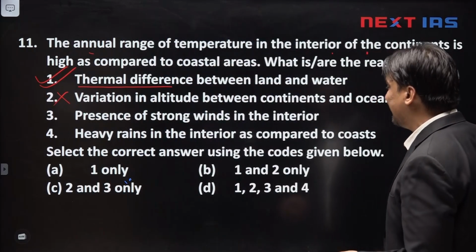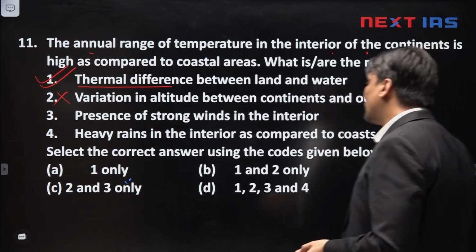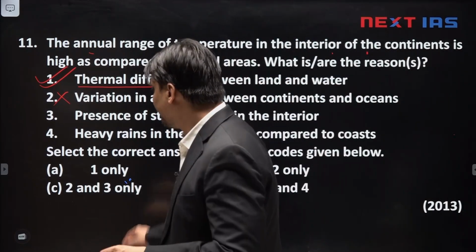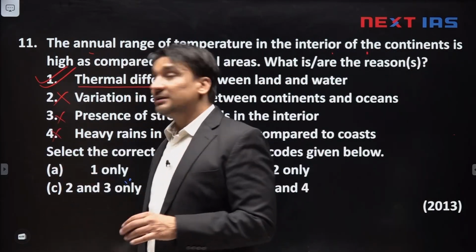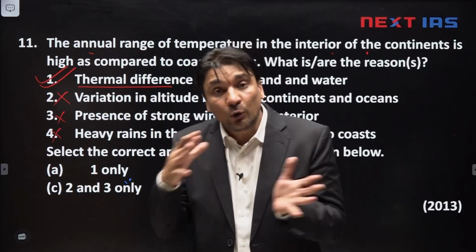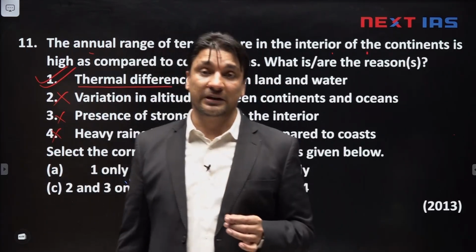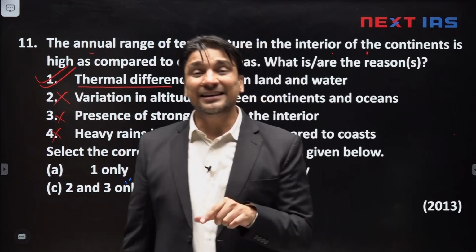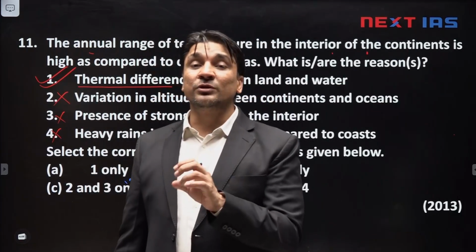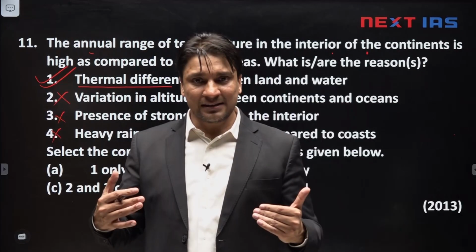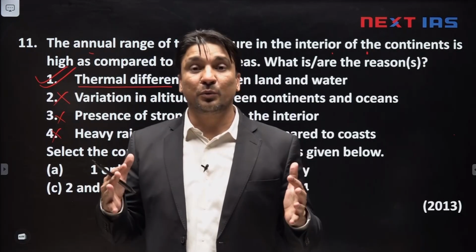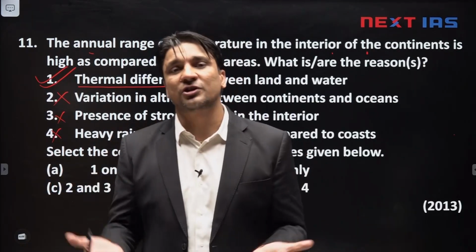And 4th is heavy rains in the interior as compared to coast. This is again incorrect, because the rain happens heavily in coastal areas, not in the interior parts of continents. Always remember, possibility of rain is inversely related to distance from the sea. Coastal areas experience higher rain because winds which reach in these areas have higher moisture content.